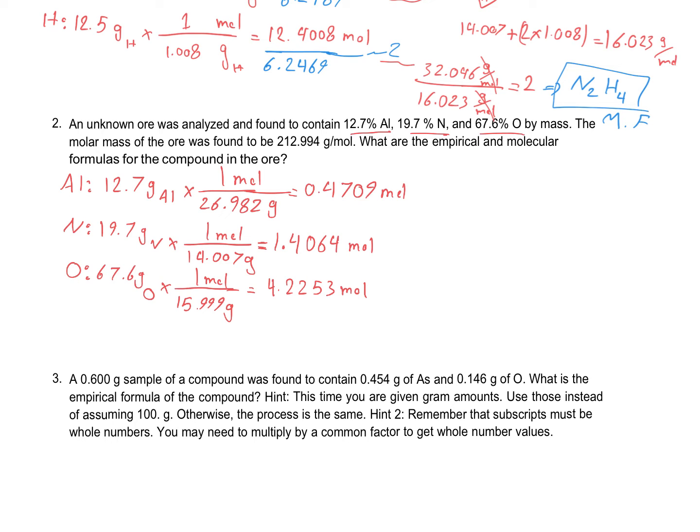Okay, so we move to the third step. Divide them by the smallest number. So you have 4 point something, 1 point something, and 0.4. Okay, so this one is the smallest. Therefore, we divide all of them by the same number, the smallest number that you find. So all of them should be divided by 0.4709.